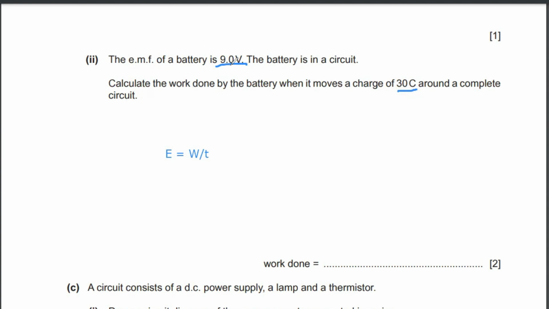Now the equation for energy: EMF is work done per unit time. So the equation is actually energy, which is equal to work done per unit charge, not time. If you mention time, then you get power. So we want to find energy, so it will be work done upon charge. It will also be the same here.